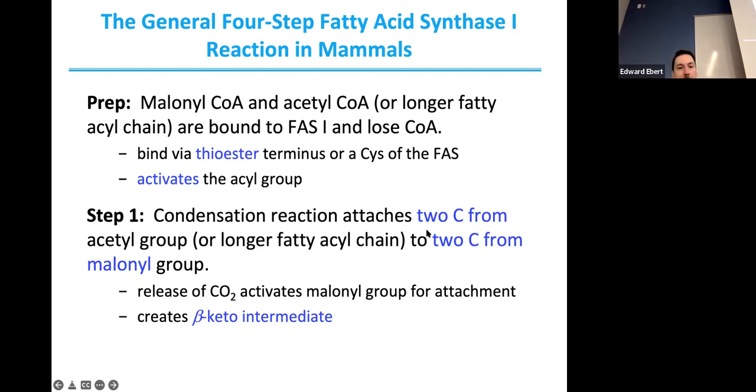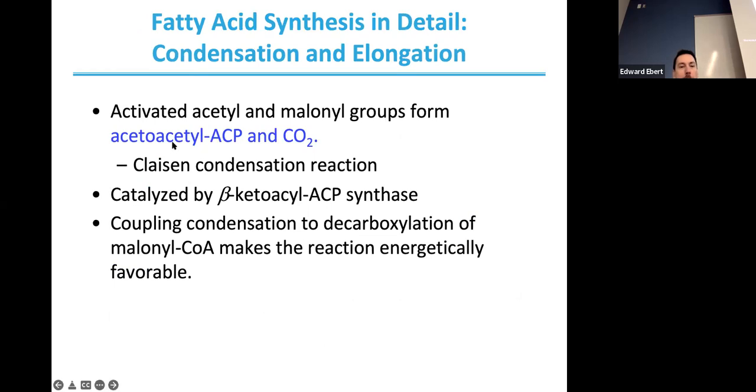So first step, this condensation. So we end up making this acetoacetyl ACP, right?